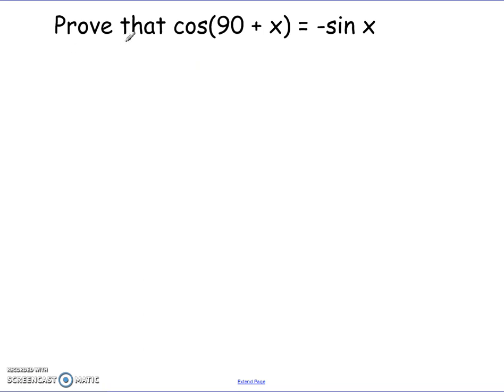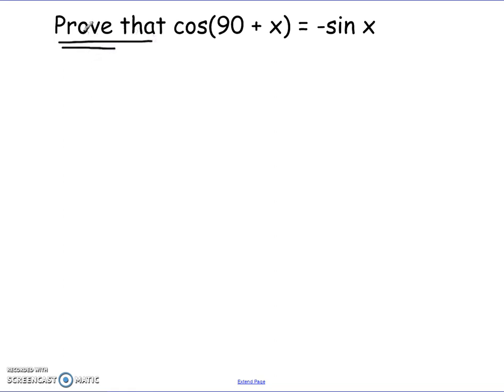So the first one is: prove that cos of (90 plus x) equals minus sine x. There's no specific value given for x, so it's not just a case of pick a value and do it, because you've got to prove that it works for every value of x that could exist. Now, the key thing to look for in a question like this is this sort of phrase here.